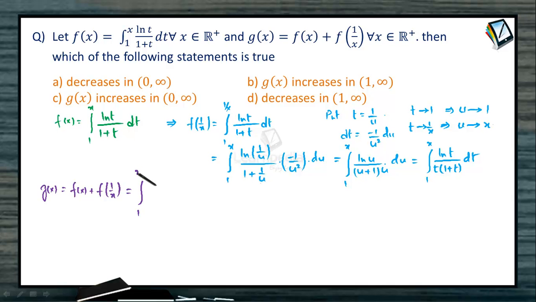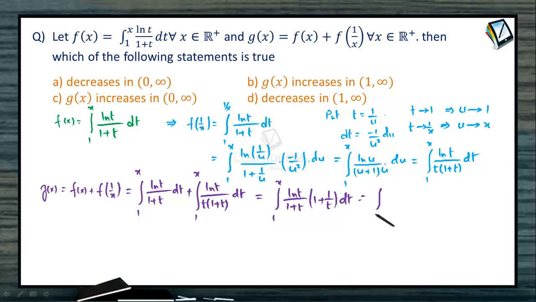This is the integral from 1 to x of ln t by 1 plus t dt, plus the integral from 1 to x, having the same limits, of ln t by t times 1 plus t dt. Now as you have both the integrals between the same limits, that can now be expressed as the integral from 1 to x of ln t by 1 plus t common, and from the first integral it is 1 remaining, and from the second integral it is 1 by t remaining. Which on simplification is nothing but the integral from 1 to x of ln t by t dt.